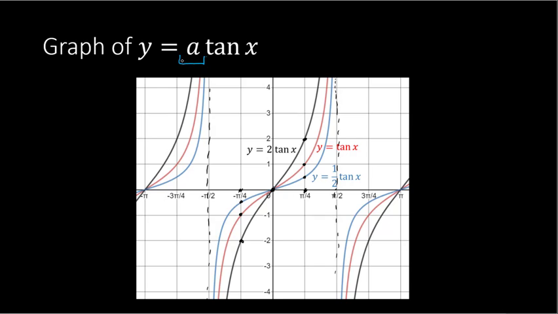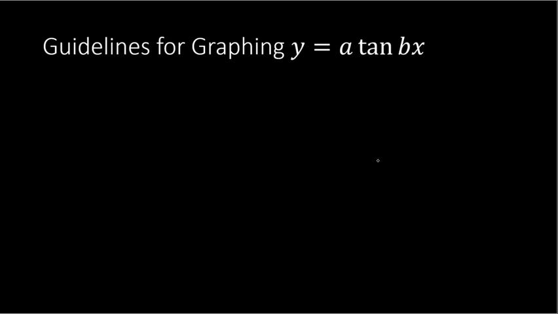So we talked about what happens if you have a number in the front, so something like a times tangent of x. Now what happens if you have a number with the x term as well? Now just like with sine and cosine, this number here will affect the period. That's going to affect the asymptotes. Now the period is going to be a little different with tangent, because with tangent, the period is going to be pi divided by our b value.